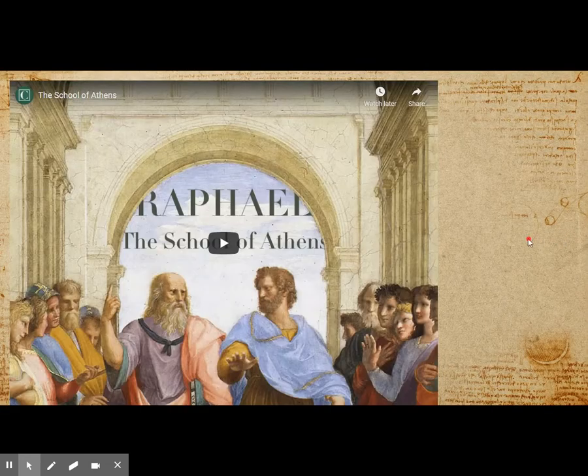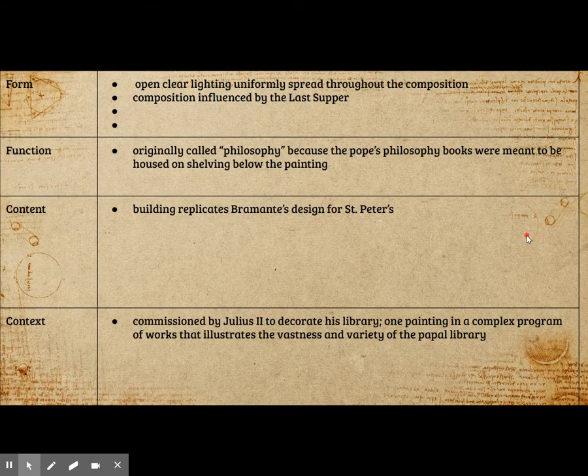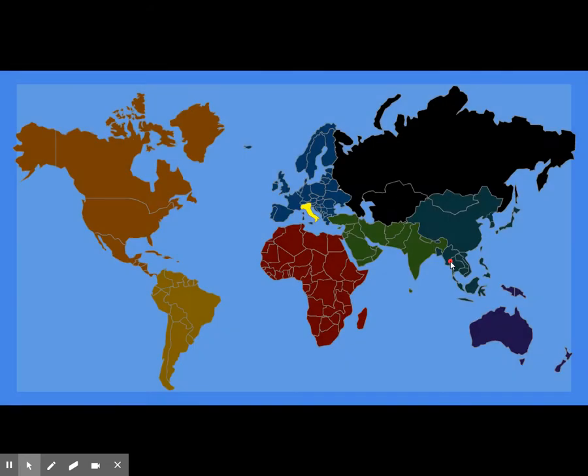Okay. So this was originally, again, called philosophy, and we call it today the School of Athens, and it was designed to be for the Pope's library. All right. And that's where we're going to end for today. And we will pick up with the rest of the High Renaissance next time.